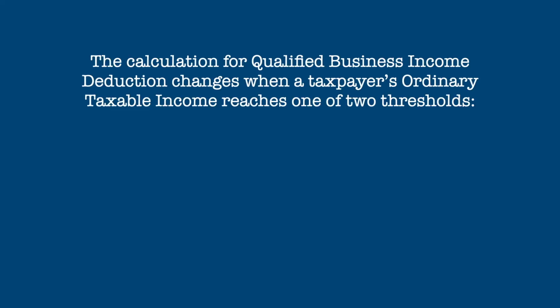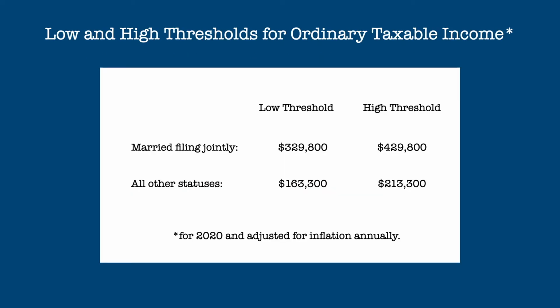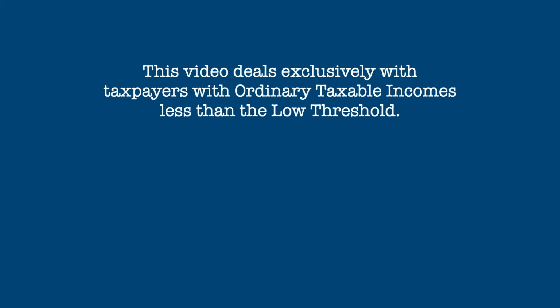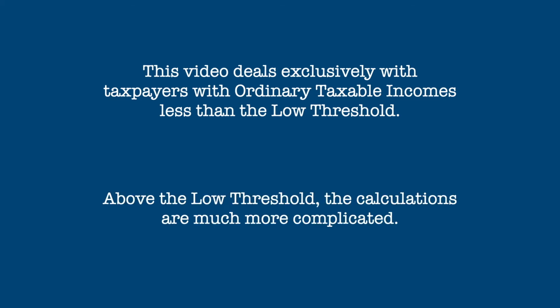The calculation for the Qualified Business Income Deduction changes when a taxpayer reaches one of two thresholds: the low threshold and the high threshold. Here are the low and high thresholds for the various filing statuses. This video focuses exclusively on taxpayers with ordinary taxable incomes that are less than the low threshold, which make up the overwhelming majority of small business taxpayers. Calculating the qualified business income deduction for taxpayers with ordinary taxable income above the low threshold is so complicated it thwarts any attempt at oversimplification.